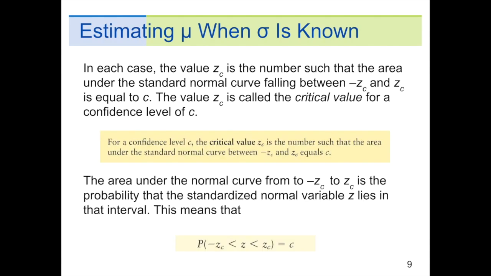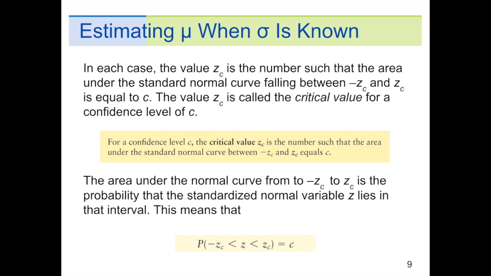In each case, the value z sub c is the number such that the area under the standard normal curve falling between negative z sub c and z sub c is equal to c. The value z sub c is called the critical value for confidence level c. By the way, try saying that 5 times fast.